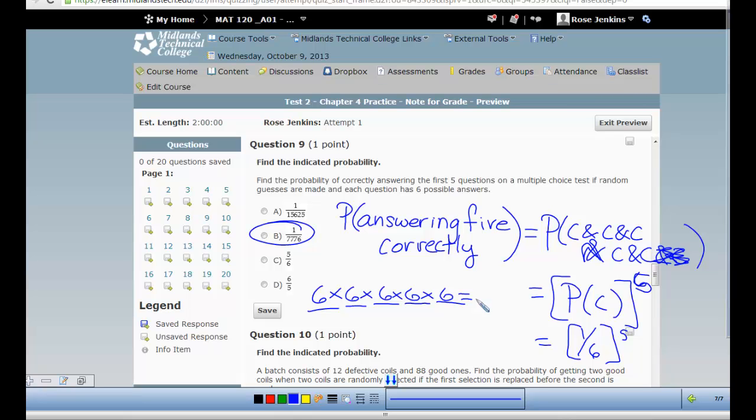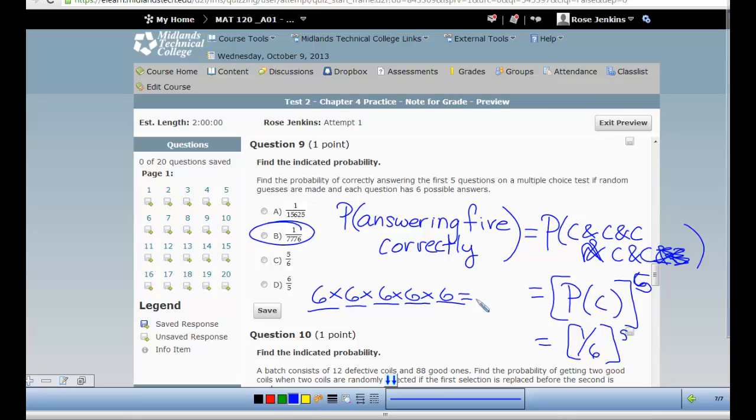How many ways could all 5 of them be correct? 1, right? There's only one. Well, no, it's not that there's one correct answer. There's only one correct answer key. Does that make a little more sense?